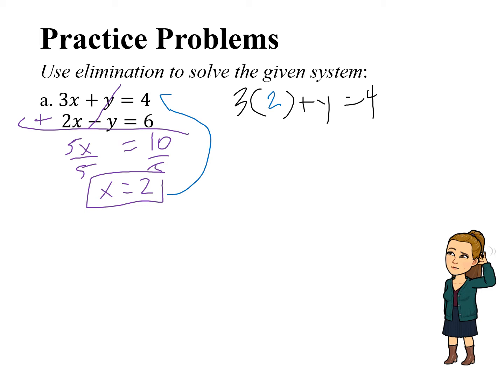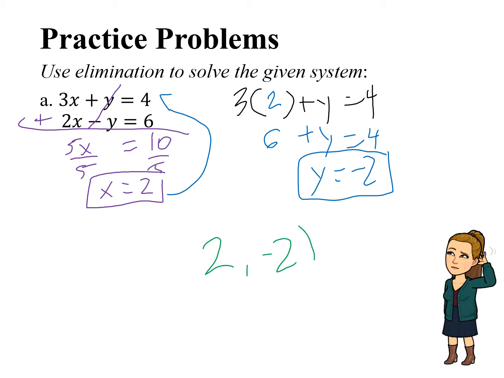So when I plug that in, I'm going to use my equation solving skills. I know I need to multiply. I get 6 plus y equals 4. If I take away 6 from both sides, I get a y value of negative 2. So my final answer for this system is going to be my x value first and my y value second as an ordered pair.